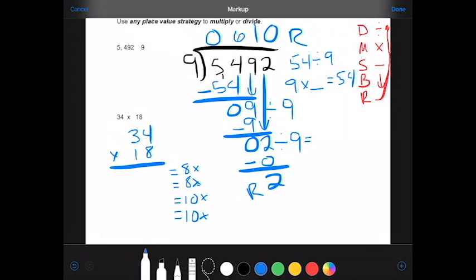Be careful, a really common mistake is people will say that this looks like a 1. That does not look like a 1. It's totally a 10. So you have to be really careful, okay?